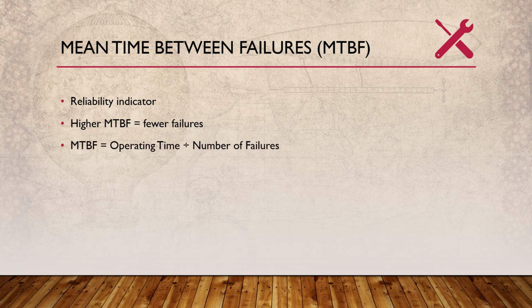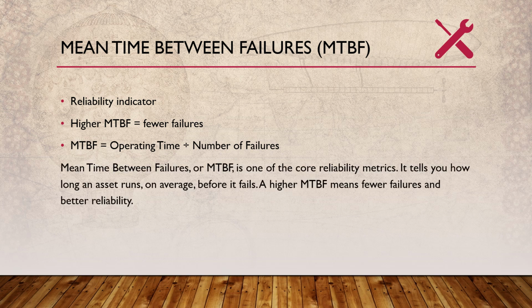So if you are going to evaluate it, how can you calculate MTBF? Total operating time divided by number of failures. You'll get the data in terms of years or in terms of hours as well. So mean time between failure, or MTBF, is one of the core reliability metrics. It tells you how long an asset runs on average before it fails. A higher MTBF means fewer failures and better reliability.